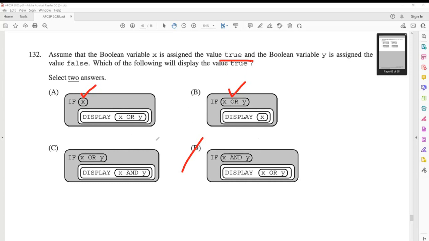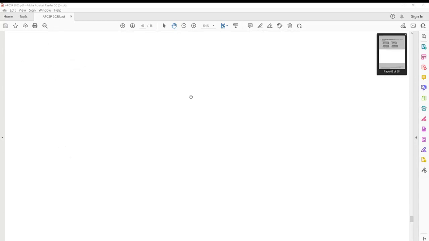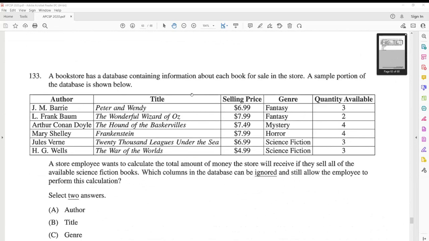So X or Y, this one. Now you go into there and you need to have a true. X is true, so this one will display true, yes. This one true and true will display true, yes. This one, the AND, will be false, so no. So 132 is AB. Is that okay? Any question? Both need to be true, okay? Both the condition and display value must be true.